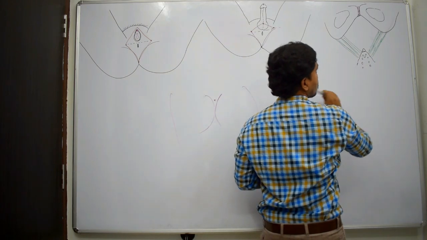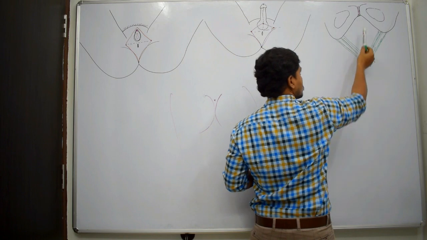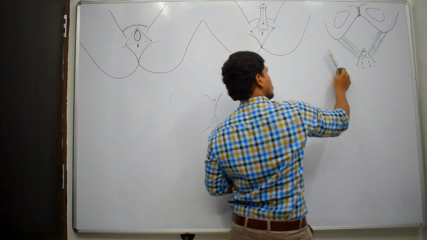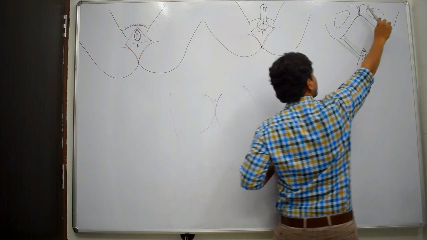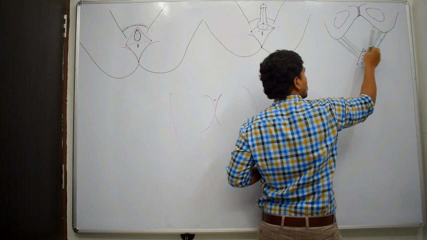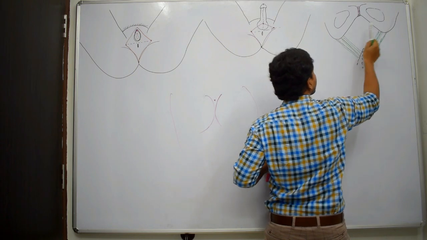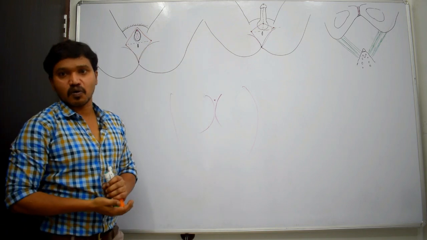These are the boundaries. Recollect once again. Anteriorly, symphysis pubis. Posteriorly, tip of the coccyx and sacrum. Anterolaterally, conjoined ischiopubic ramus on either side; posterolaterally, sacrotuberous ligament on either side; laterally, ischial tuberosity. Right? So, these are the boundaries.